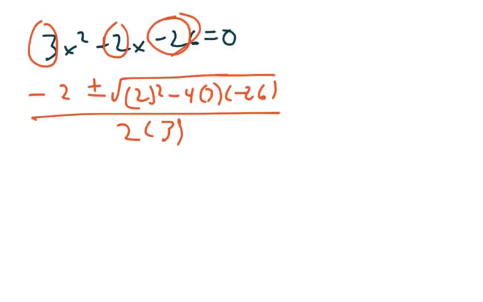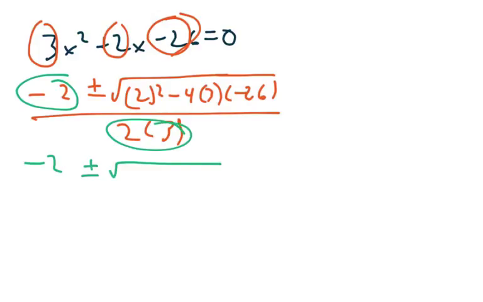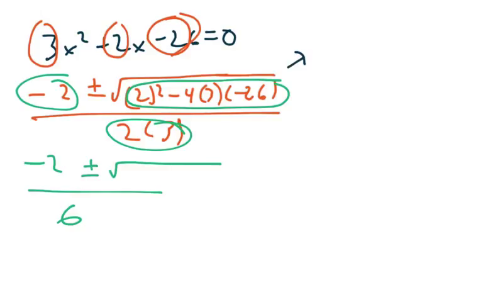I must be getting tired. Let's see what we have now. Of course, I have a negative 2 plus or minus the square root. And 2 times 3 means my denominator is 6. Now, I've got to do this whole discriminant right now. So that's going to be 2 squared, 4. The negative times the negative is a positive. And I have to add 4 with 12 times 26.